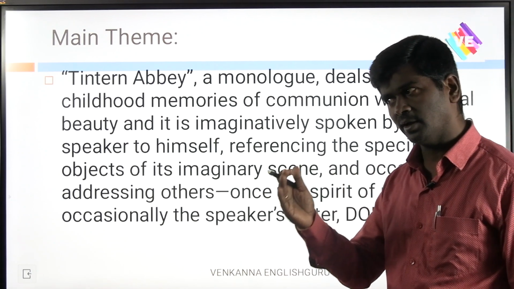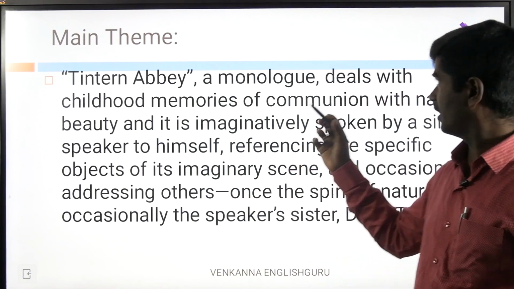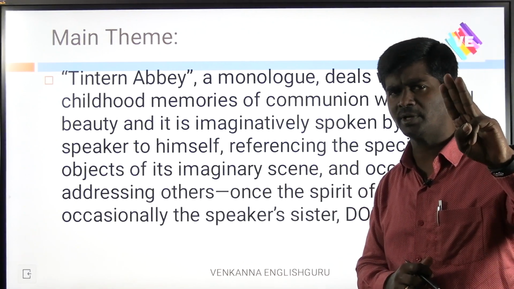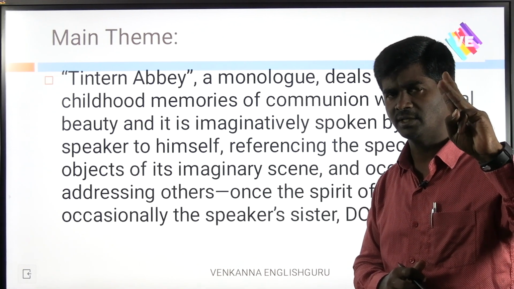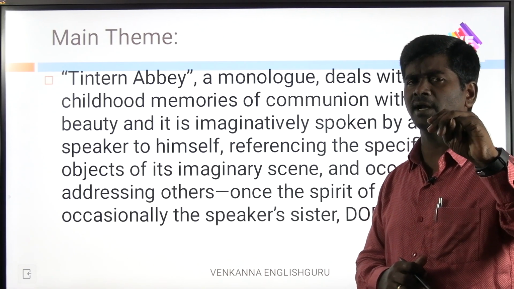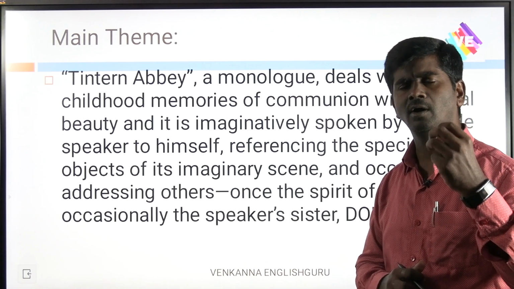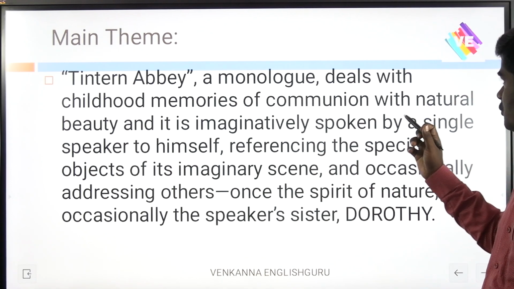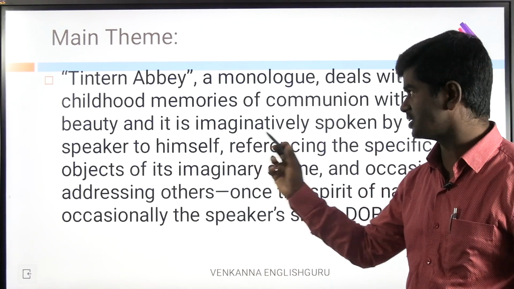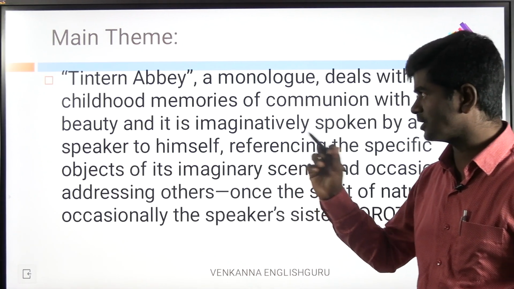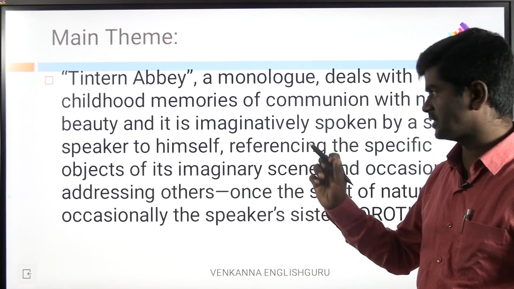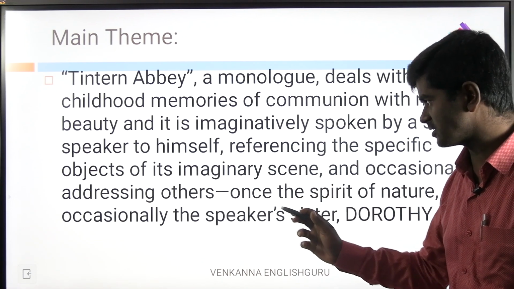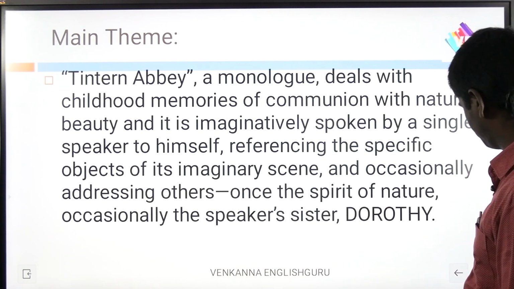It's a monologue with the sister Dorothy, and it deals with childhood memories. It's an autobiographical poem. There are three important autobiographical poems composed by Wordsworth: the Prelude, Tintern Abbey, and Ode on Intimations of Immortality. These three are considered to be autobiographical in nature, and this is one of them. Childhood memories of communion with the natural detail, and it's imaginatively spoken by a single speaker to himself, referencing the specific objects of its imaginary scene, occasionally addressing others. One, the spirit of nature, occasionally the speaker's sister, Dorothy.